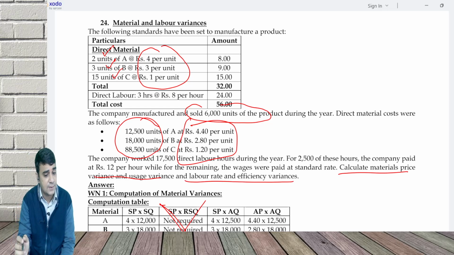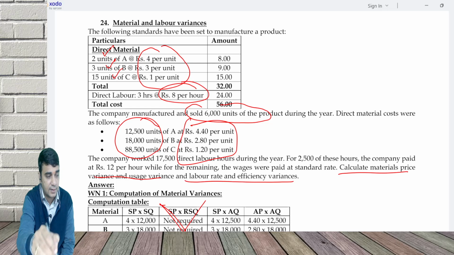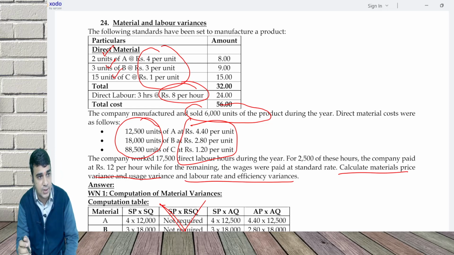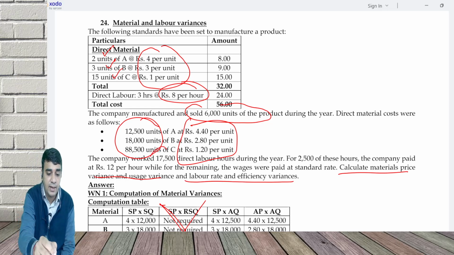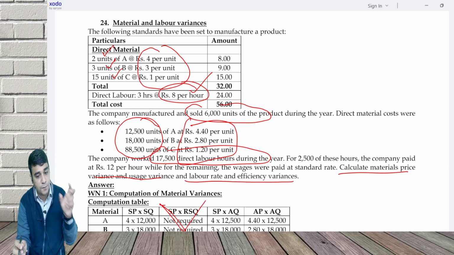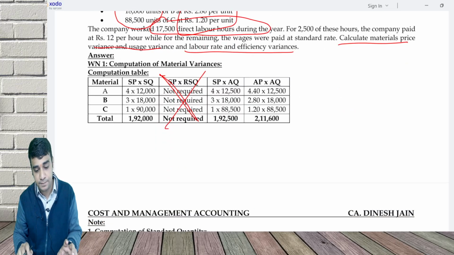Then the next part they've asked for labor variances. SR is 8 per hour. SH: 1 unit is equal to 3 hours, 6000 units equal to question mark. Actual hours is 17,500. In that 17,500, 2,500 hours into 12 and balance 15,000 hours into 8. The rate is two different rates. 2,500 hours have been paid at the rate of 12 and 15,000 hours have been paid at the standard rate, which is 8. Any doubts on this?